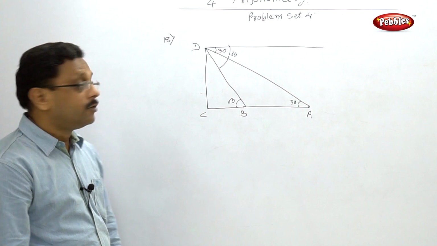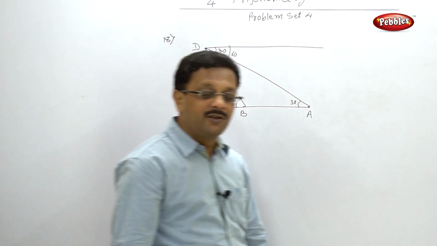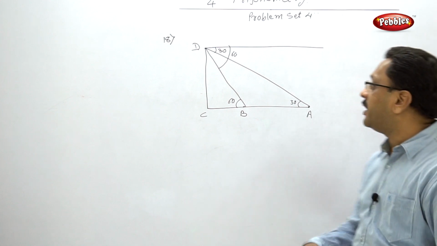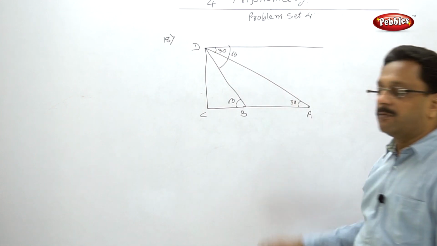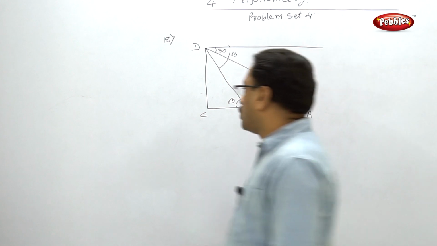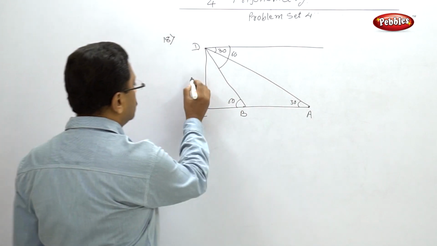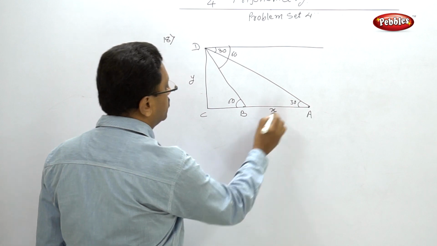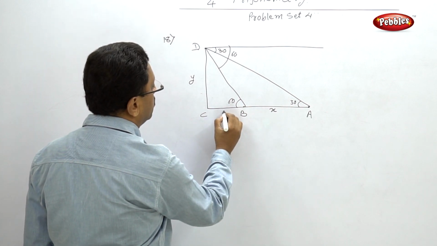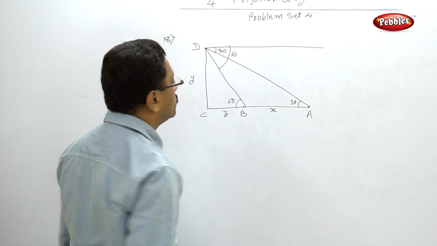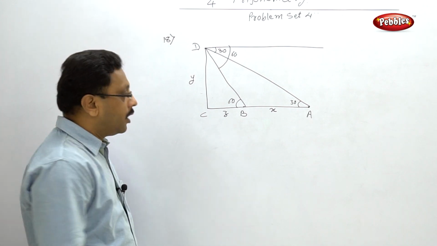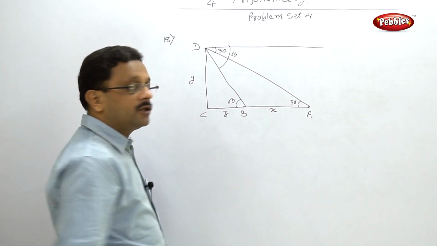Correct? Now again I am telling you, don't just complicate or confuse your example by writing the names of the segments. I am just going to write this as y and x and let us say z. Okay. Now from B to A took 3 minutes.